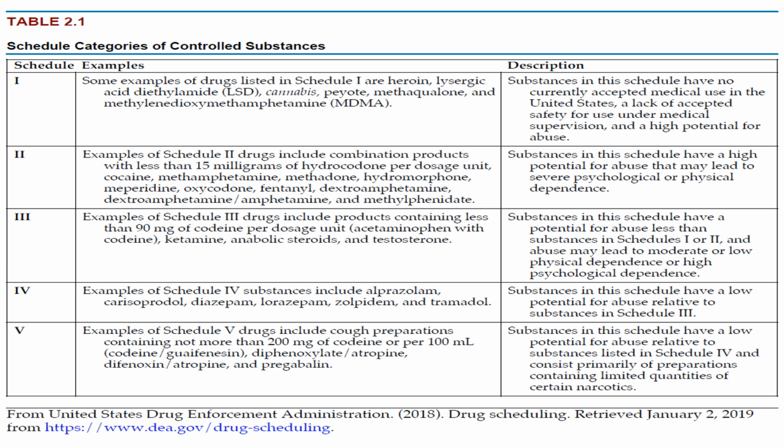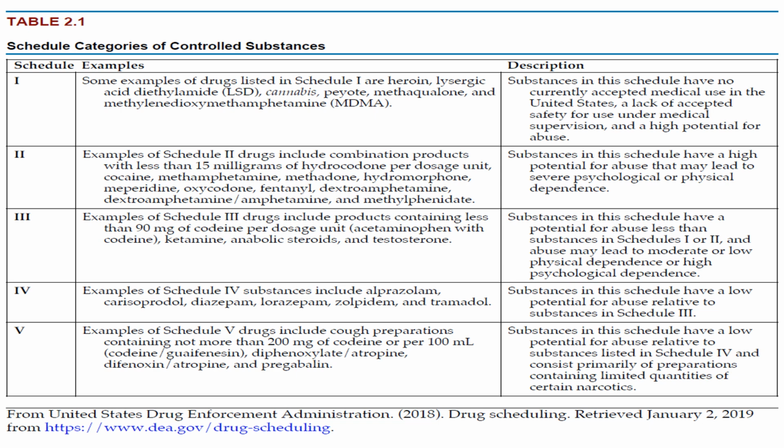Rank number 4, you have your diazepam, lorazepam, and tramadol. They have low potential for abuse relative to the substances in Schedule 3. However, these are strong painkiller medications used by anesthesiologists during different surgical procedures.